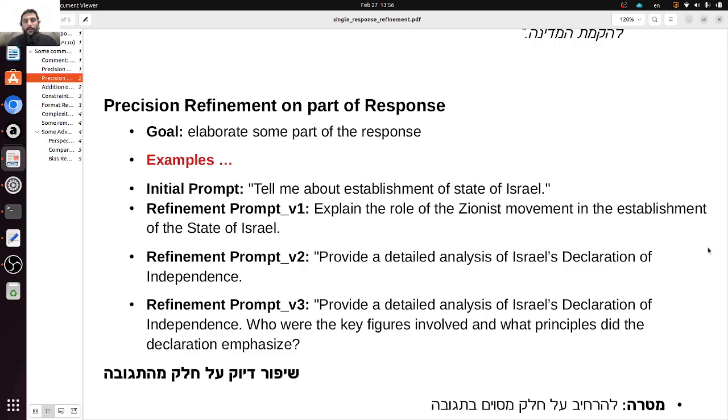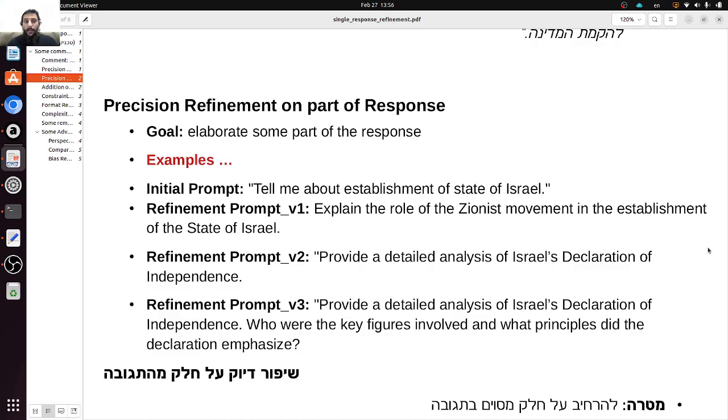This is a refinement technique that I find extremely useful, and I think I'm using it in almost all of my conversations with LLMs. It's called precision refinement on part of the response, and as the name indicates, its purpose is to elaborate on a certain aspect of the response.